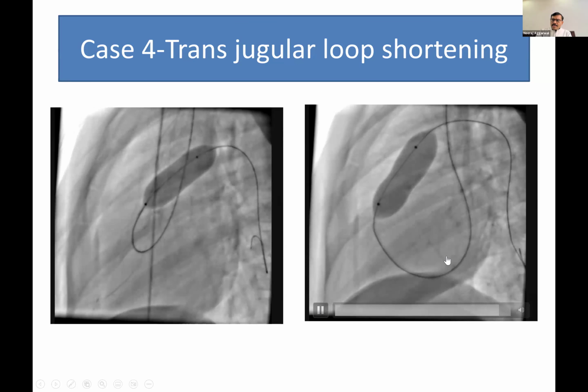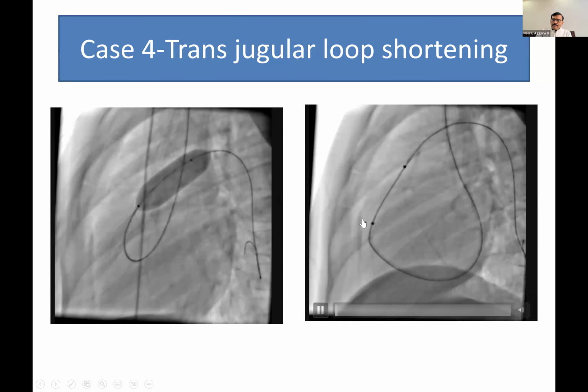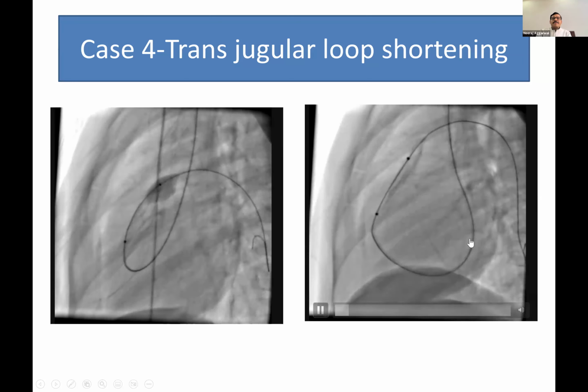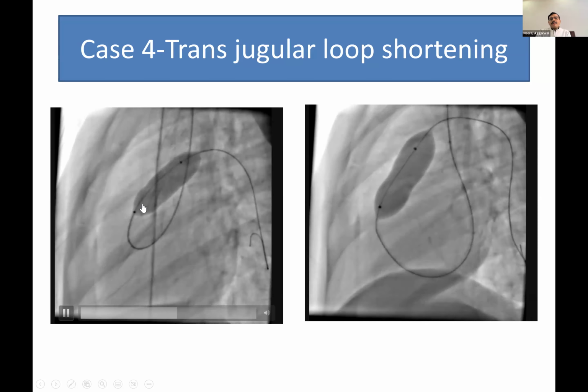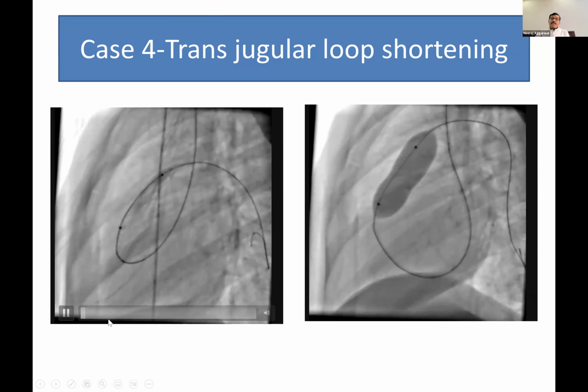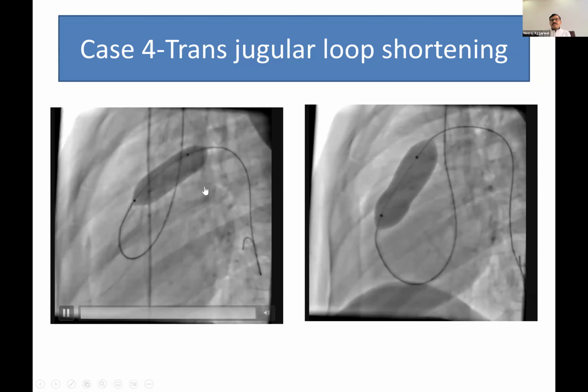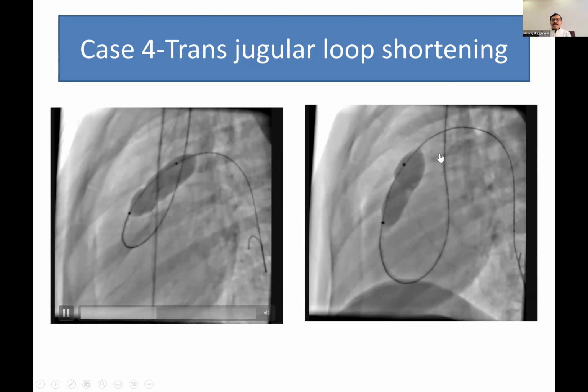So I kept a wider loop by pushing the wire, not pulling. This wire is being pulled actually. You keep the wire pushed so that the RV is sustaining the wire and the loop is bigger here. The loop shortening would not happen and heart stretch will not happen, which can lead to hemodynamic compromise. This child may get hemodynamic compromise if you keep the loop so short. So try to have a larger loop.